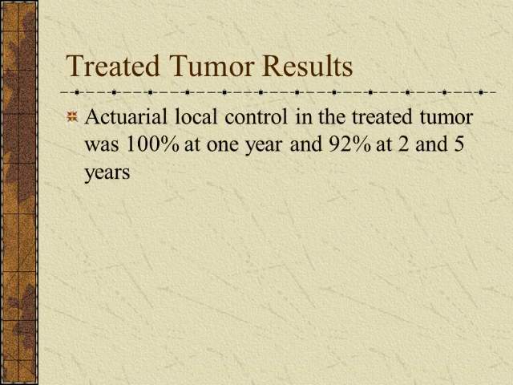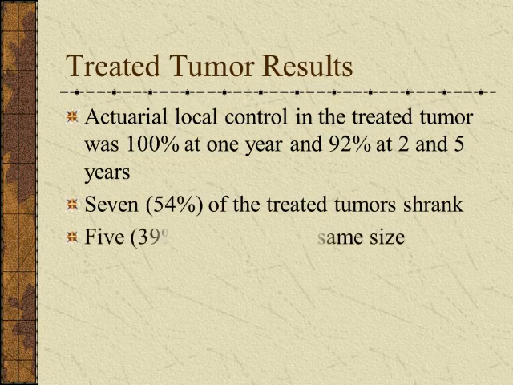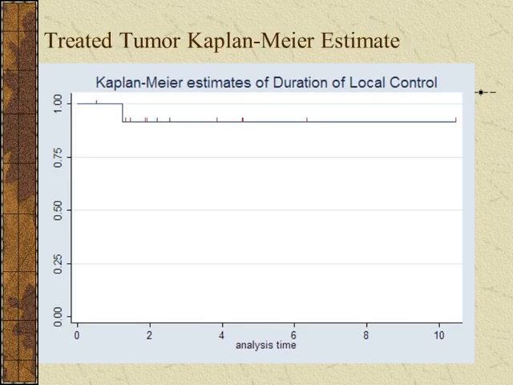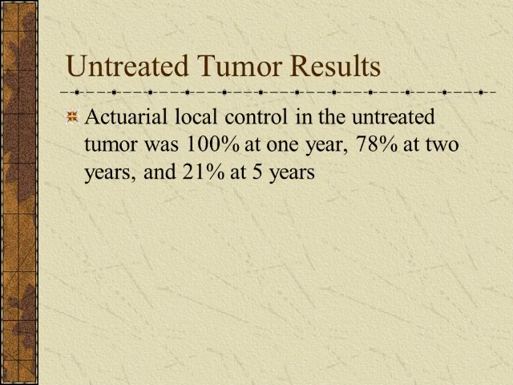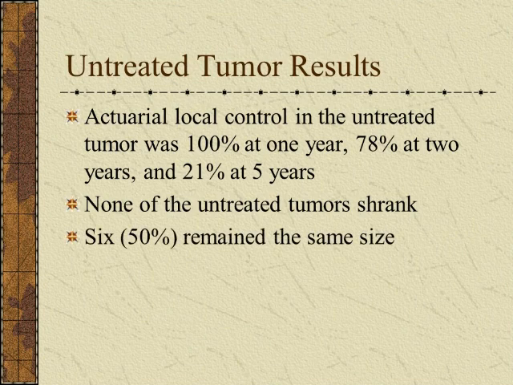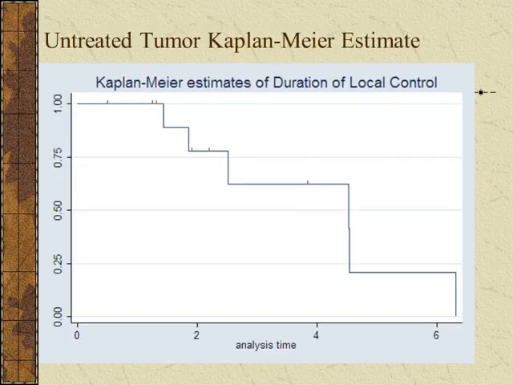And in the treated tumors, the actuarial tumor control rate was 92% at 5 years, just like our non-neurofibromatosis group. 7 tumors shrank, 5 remained the same size. And so there's the Kaplan-Meier plot of tumor control. In the untreated group, okay, so this is a natural control, the tumor control rate was 21% at 5 years. None of the untreated tumors shrank, although that can happen. 6 tumors remain the same size. And so there's the Kaplan-Meier plot.